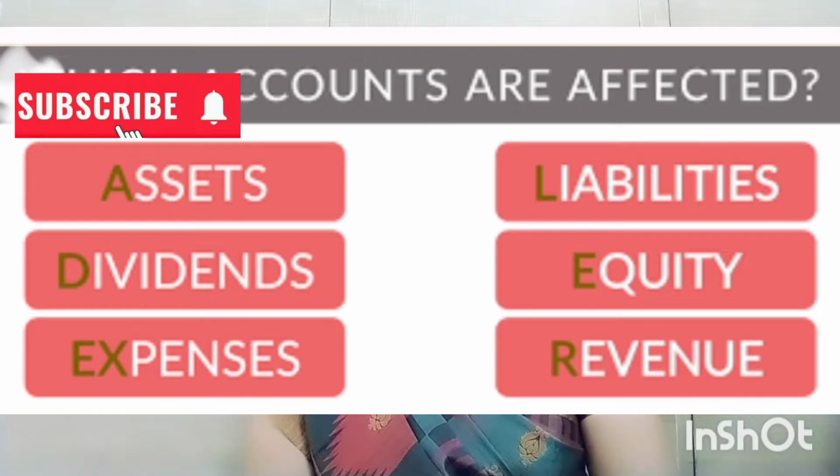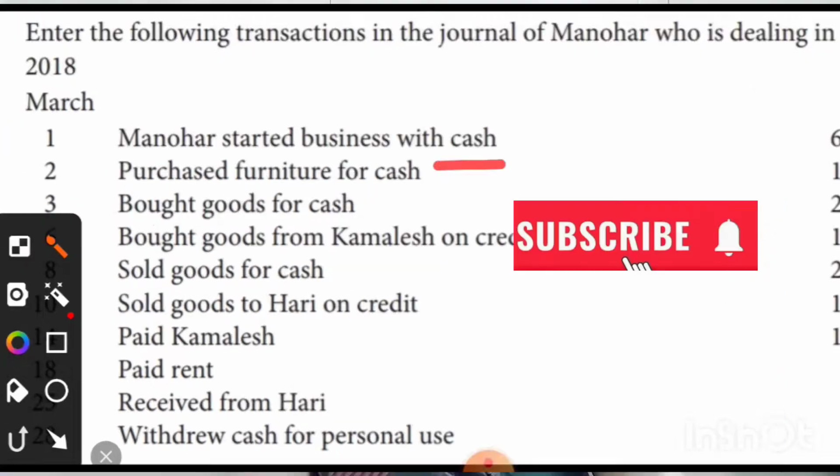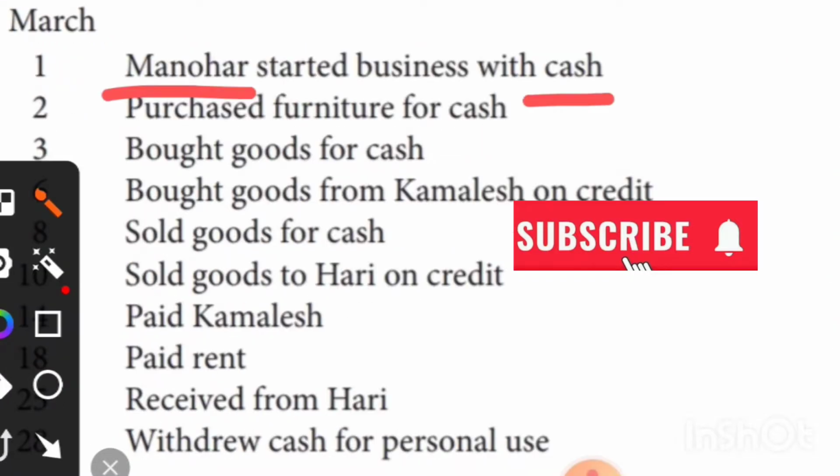So, listen to the transaction carefully. Manohar started business with the cash. So, the first account affected is the cash account. How do we know? There is no doubt about that. The word cash is directly coming into this transaction. So we take the first account affected as the cash account. And another would be what?